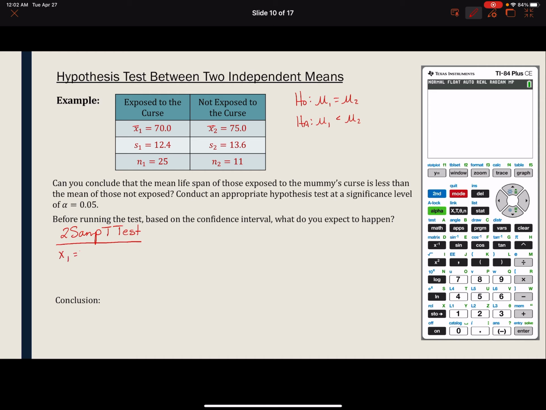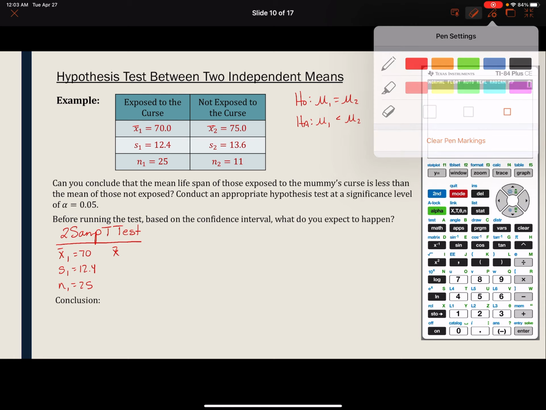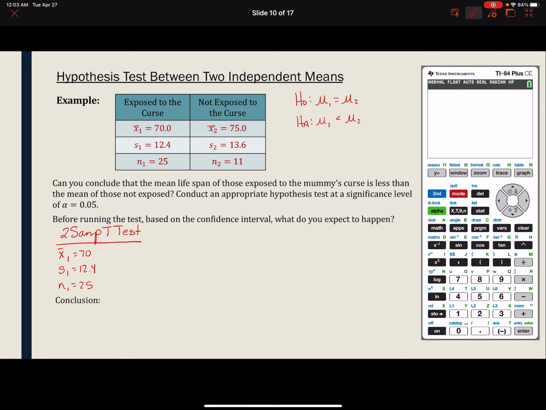So we have x bar 1 equal to 70, s1 equal to 12.4, and n1 equal to 25, x bar 2 equal to 75, s2 equal to 13.6, and n2 equal to 11. We're looking at whether or not mu1 is less than mu2. And again, anytime it asks for pooled, we're going to say no.